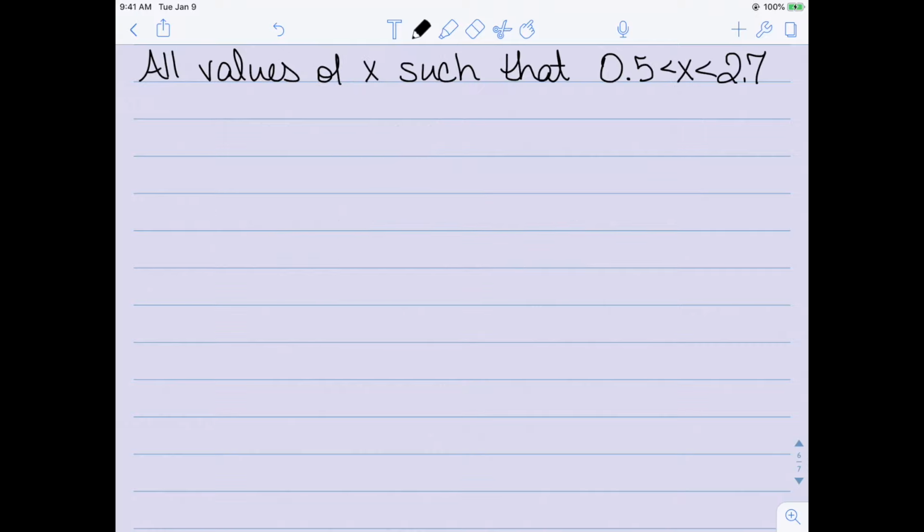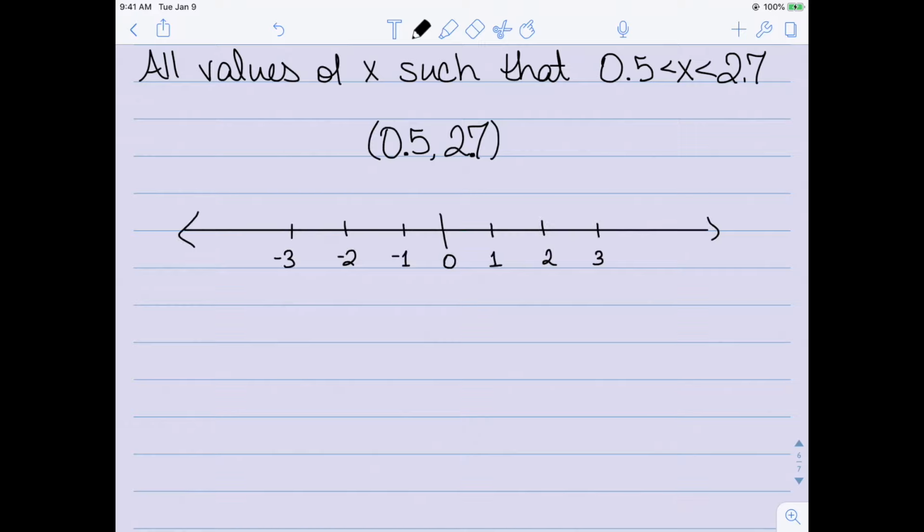Next, we want to look at all of the values of x such that 0.5 is less than x is less than 2.7. So the two numbers we're considering are 0.5 and 2.7. And both of these have a less than or greater than symbol, so we're going to use parentheses for both of them. So I have parentheses 0.5, comma 2.7, close parentheses. When we look at the number line, we're not including 0.5, so we'll put an open dot there. And we're not including 2.7, so we have an open dot there. And then we shade in the middle.